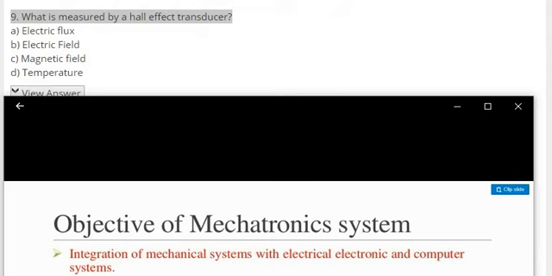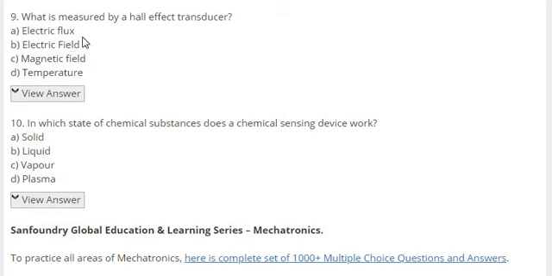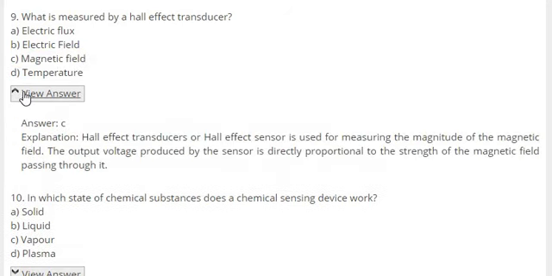What is measured by the Hall effect transducer? ये electric flux. No. electric flux कौन जनरेट यहाँ पे चेक करता है? Which sensor? Flux sensor it is measured. B, electric field. C, magnetic field. And D is temperature. So the Hall effect transducer basically measures magnetic fields. It is only measured by the magnetic field. That means answer is C.